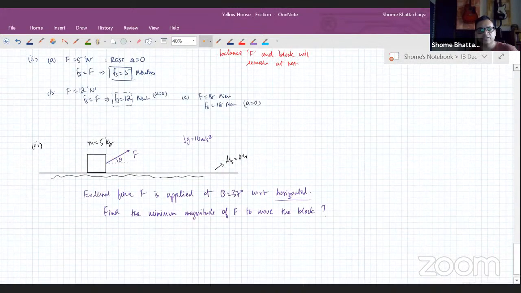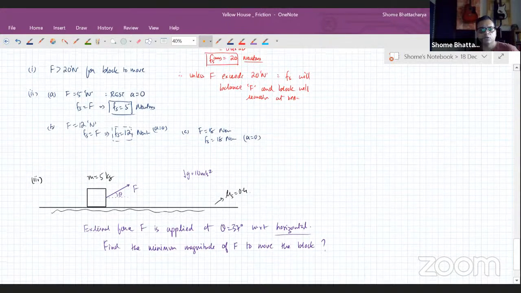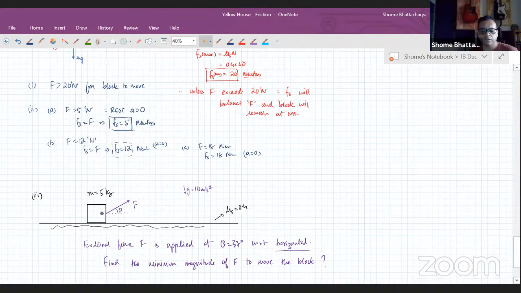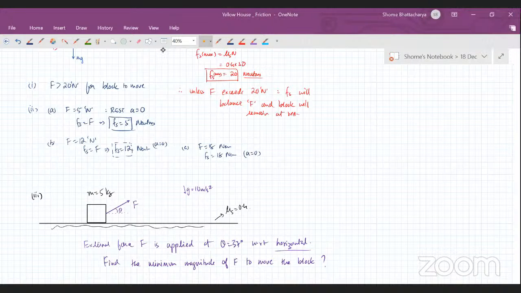So the hint to use this time: when you make the free body diagram, your normal reaction is not going to be equal to weight. Just try and understand why that's happening. The normal reaction will be different because F has a vertical component. So that is where your free body diagram and resolution of vectors becomes important again.